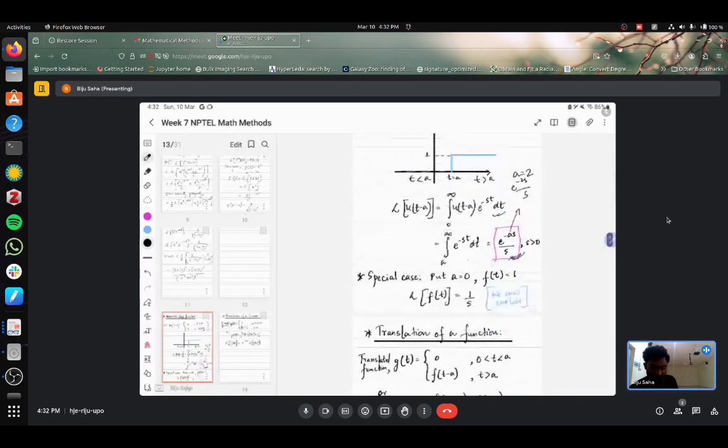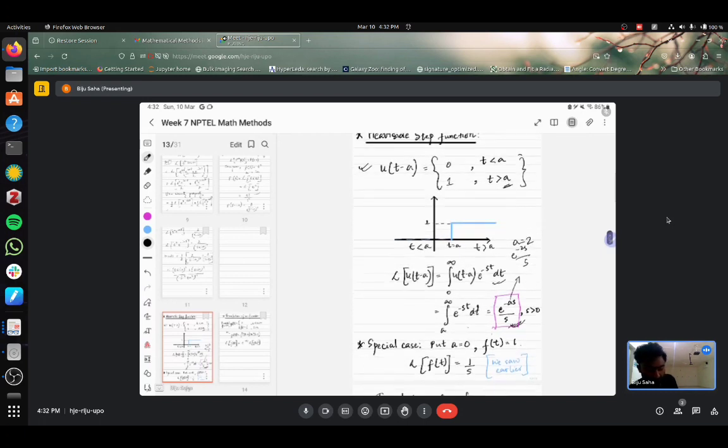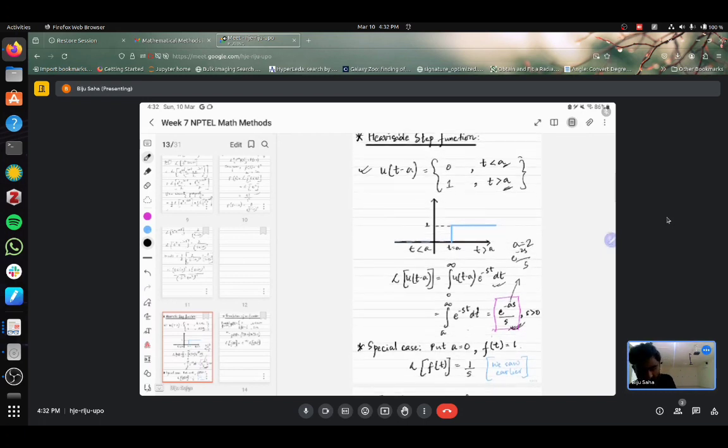Another special case you can see here is if you take your threshold to be 0. When you take your threshold to be 0, how does the graph change? The graph becomes this. This is a constant graph, that is, 1 for all values greater than 0.